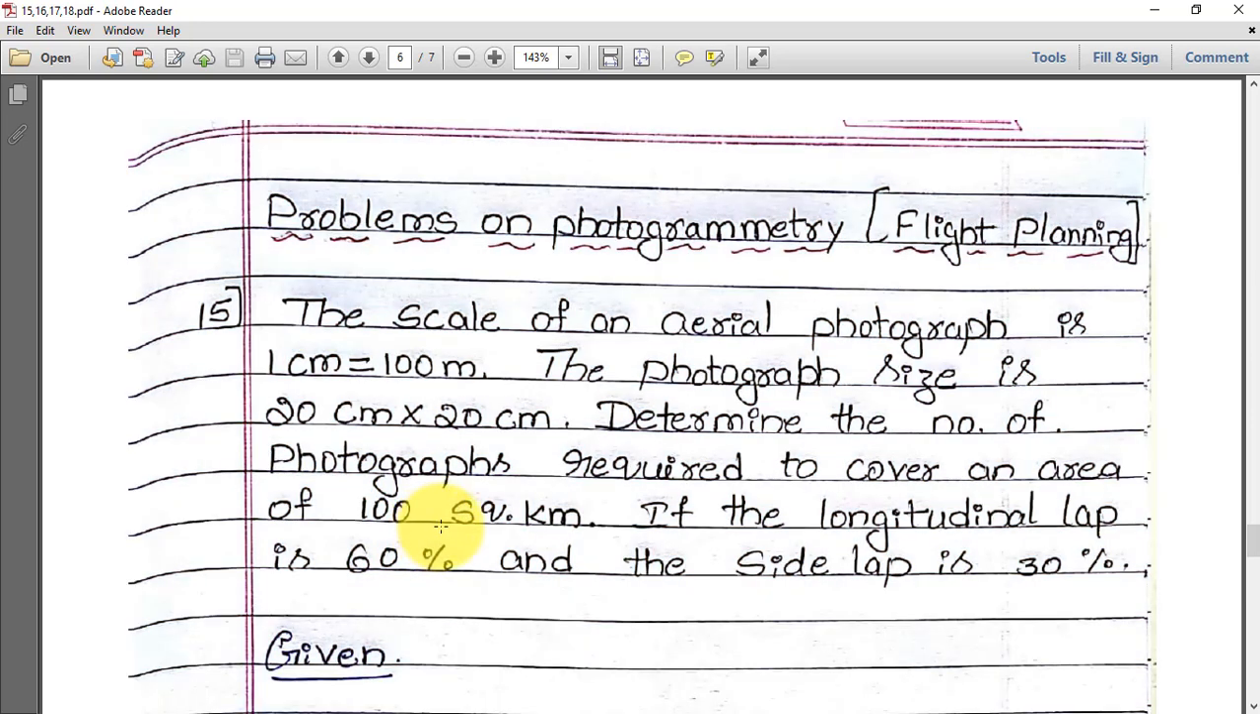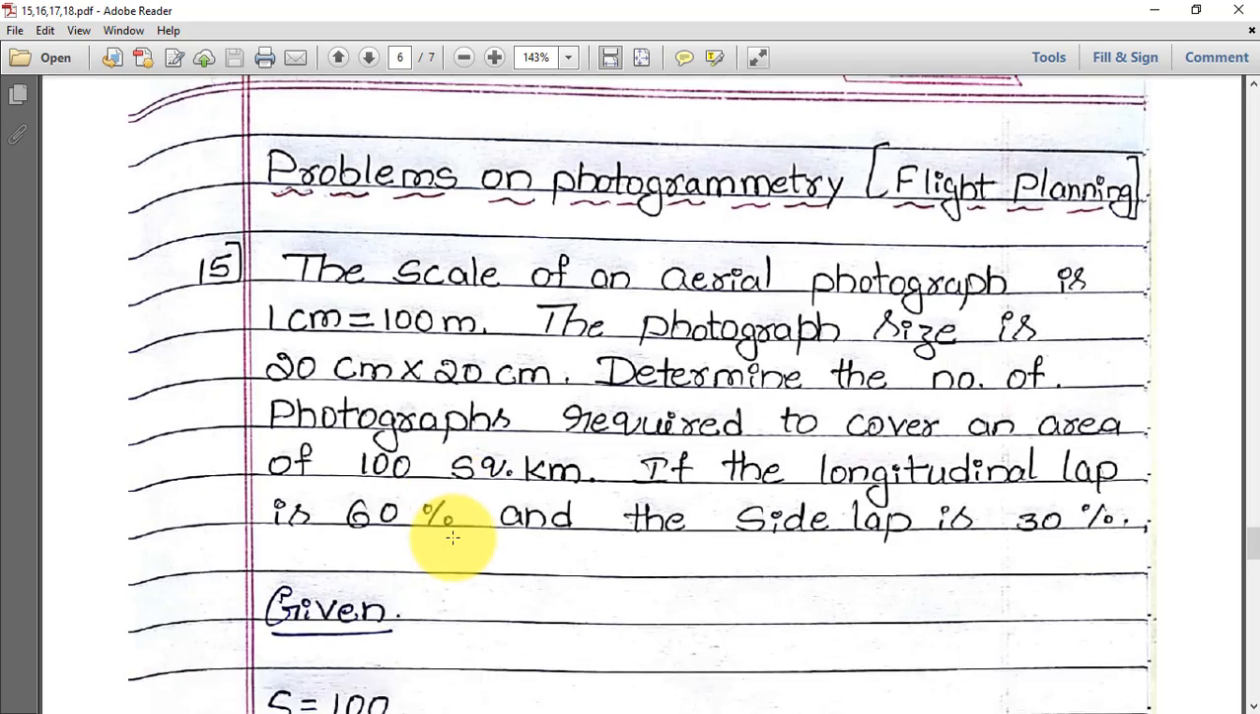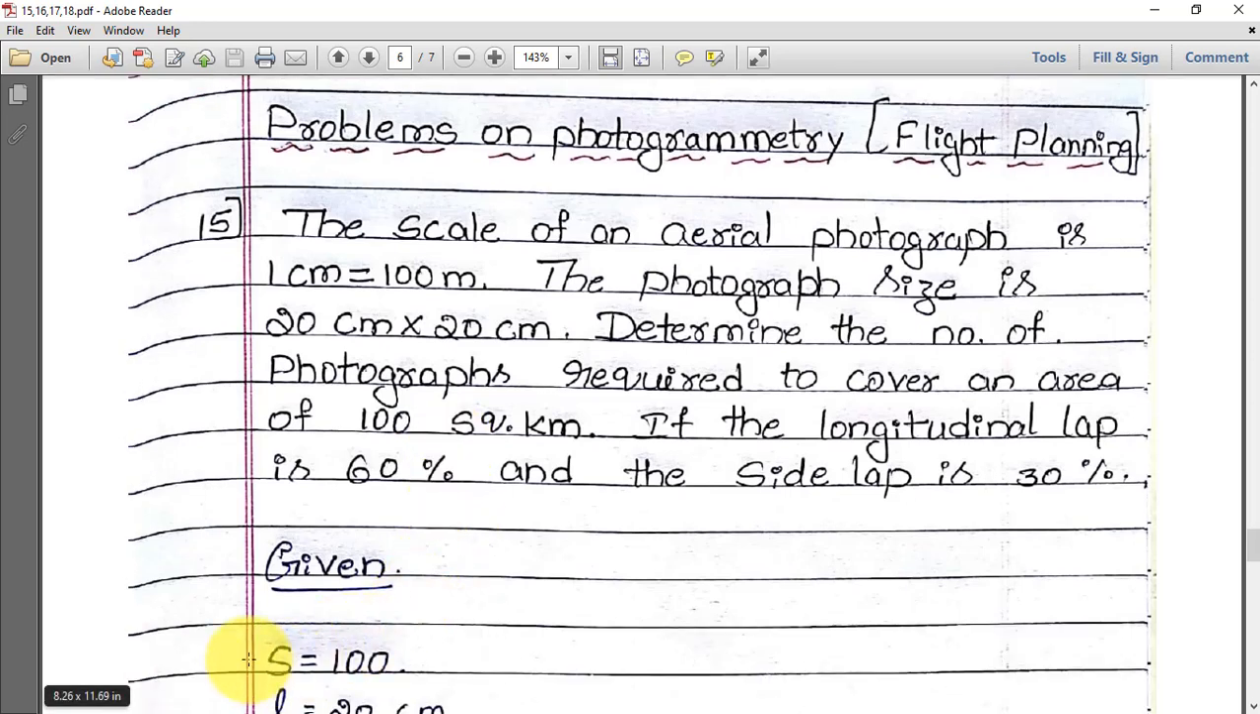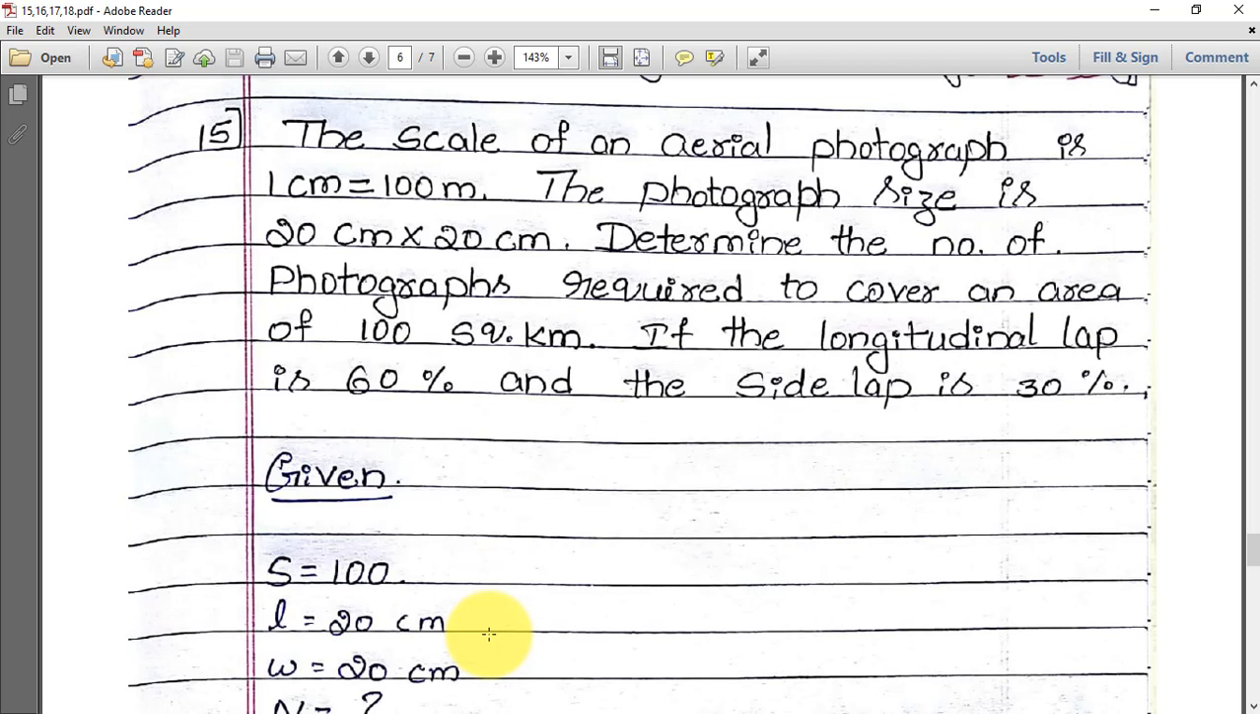Okay, simple problem. First write down the given data. Here the scale you have to write as a whole number. If it is 1 centimeter equal to 100 meter, you write S is equal to 100. If it is 1 centimeter equal to 150 meter, S is equal to 150. Like that you have to write. And here the photograph size is 20 centimeter by 20 centimeter. We take length into width.